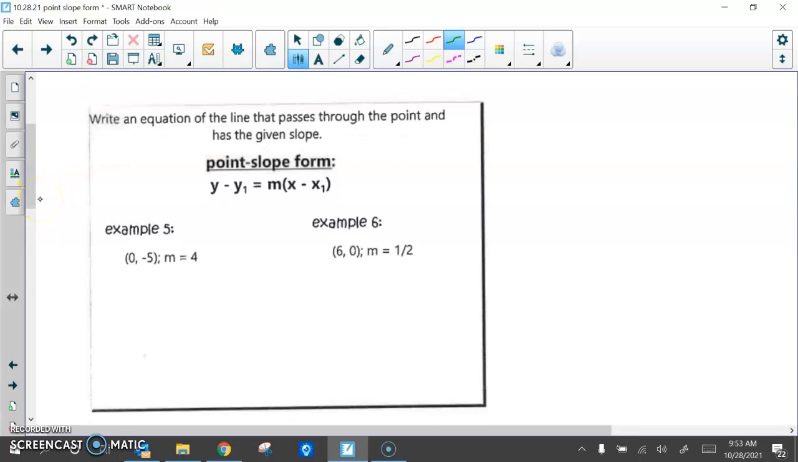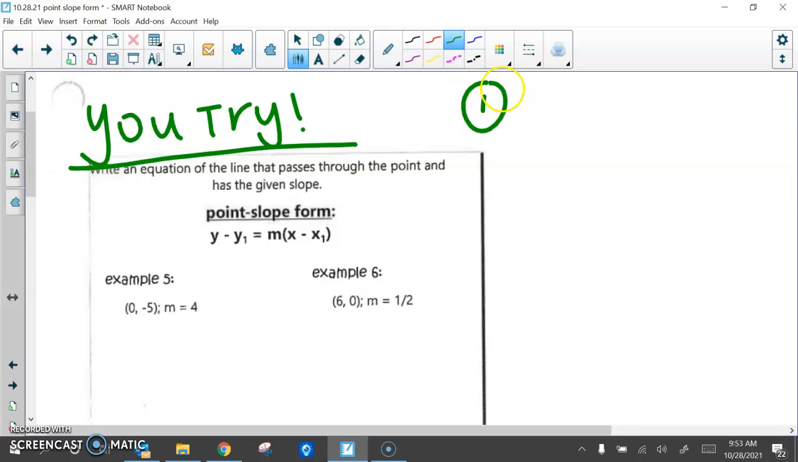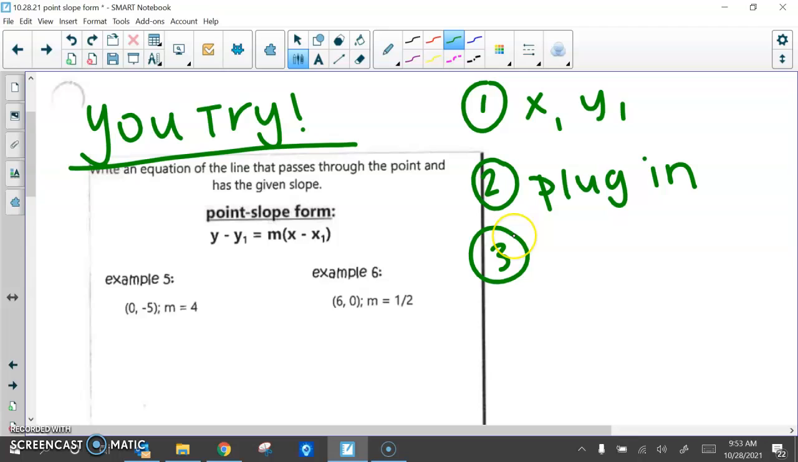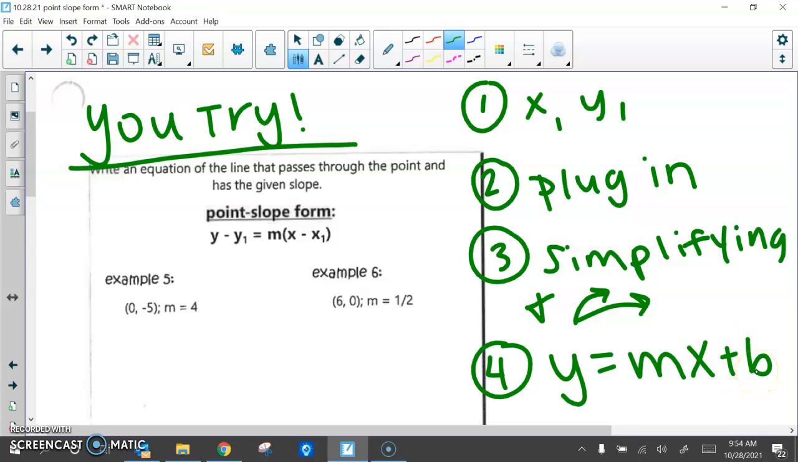Okay, here's your last two examples. I want you guys to try example 5 and 6. You try both of these. Remember, first you're labeling x1, y1. Second, you're plugging in. Third, you are simplifying and distributing. And fourth, we want it to be y equals mx plus b. So go ahead and pause this video and try example 5 and 6, and then check your answers.